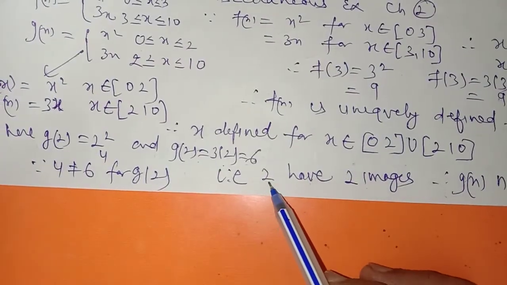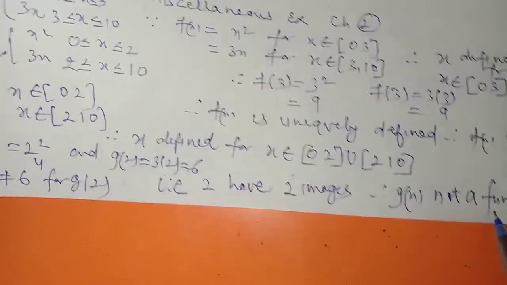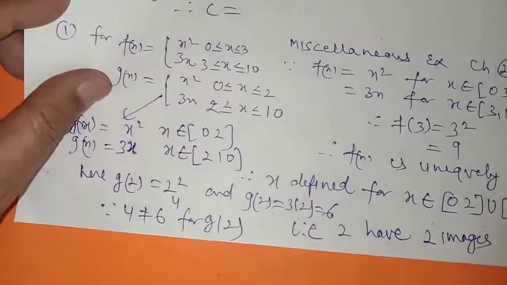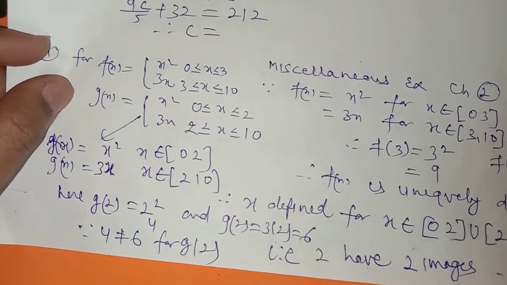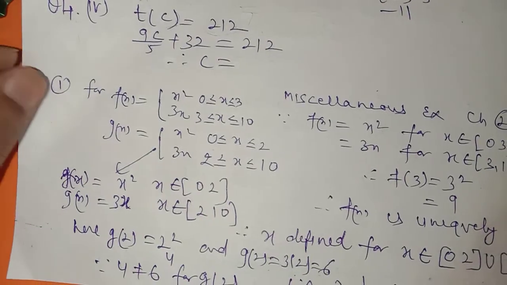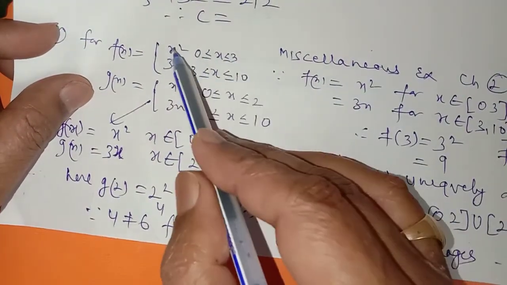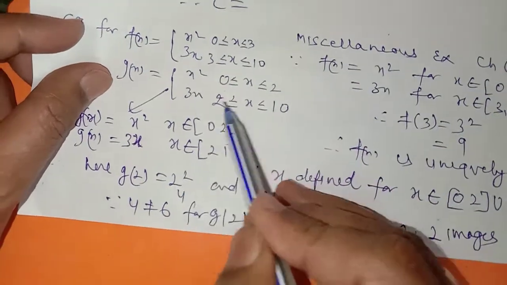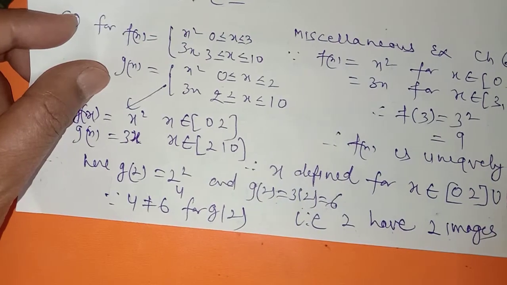That is, here the element 2 has 2 images. So therefore g(x) is not a function. This is according to the definition of the function, that every element should have one and only one image. So simply you have to find f(3) two times in this case and in this case, and g(2) in this case and in this case.